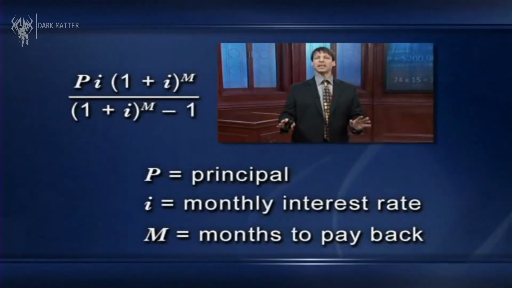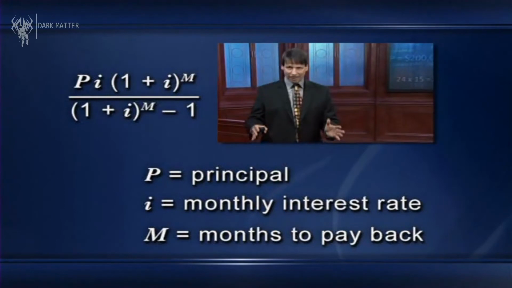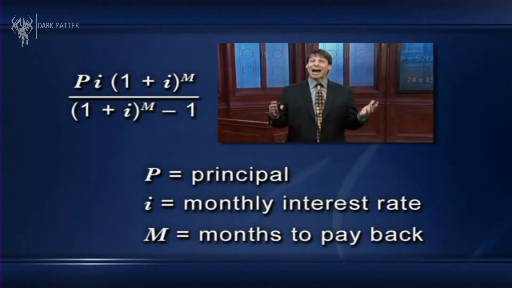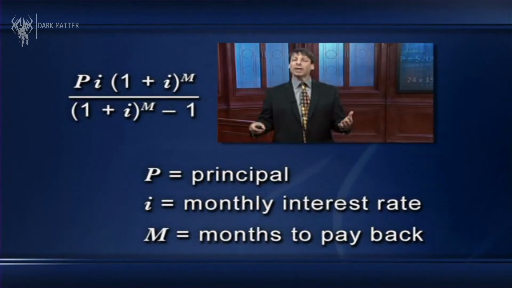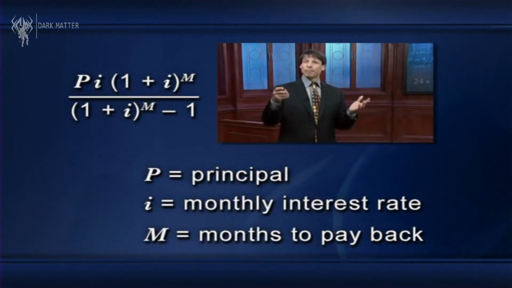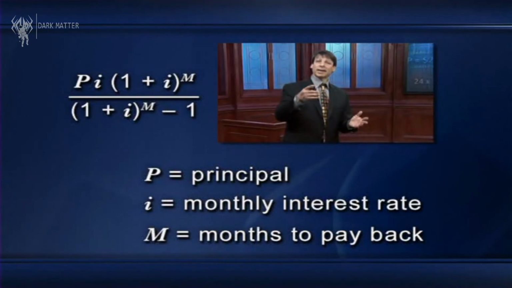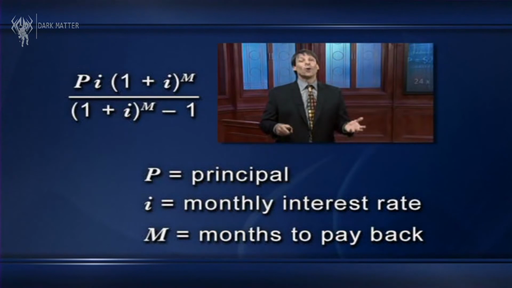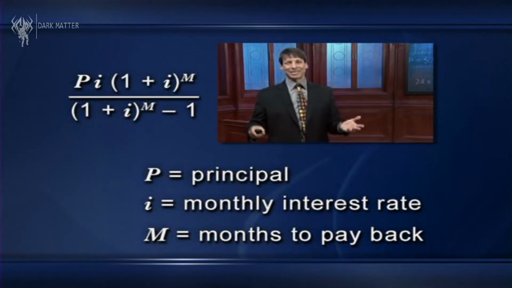If the amount of money that you borrow is P, as in principal, and you're charged a monthly rate of I, and you have M months to pay it back, then your payment will be given by this formula. P times I times (1 plus I) to the M, divided by (1 plus I) to the M minus 1.